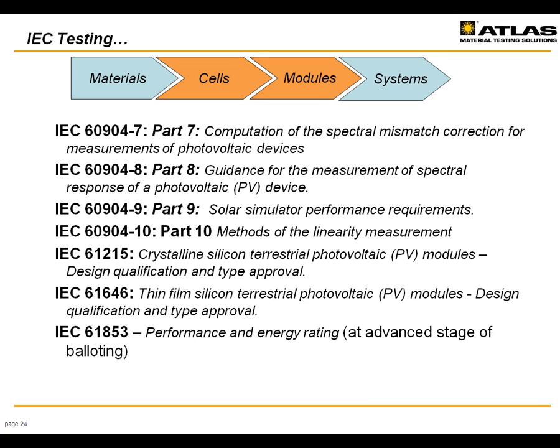I mentioned before that the 61646 is for thin film design and qualification type approval, which is the equivalent of the 61215 for the crystalline silicon terrestrial PV module. The 61853, which is a very important test, is at the final stage of balloting and is going to be called out for the performance and the energy rating of PV modules.